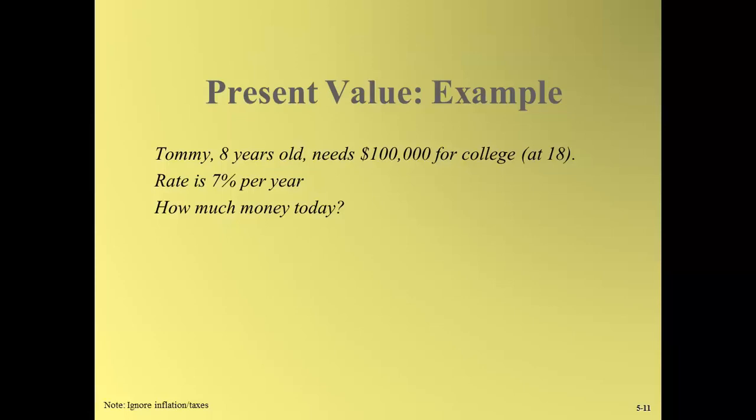Now, let's do an example. Tommy is 8 years old. He needs $100,000 for college at the age of 18 years. The rate of interest is 7%. How much money should he invest in order to end up with $100,000 for college? And so $100,000 is clearly the future value. 7% is the rate. And the number of time periods is 10. How much money should be required today?